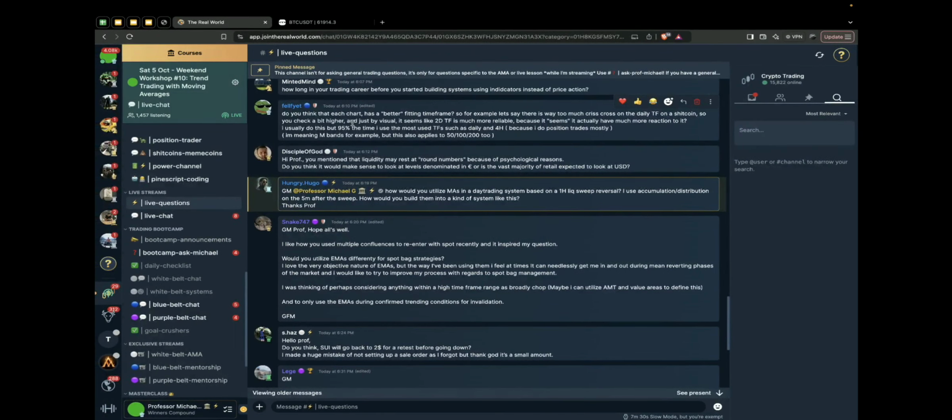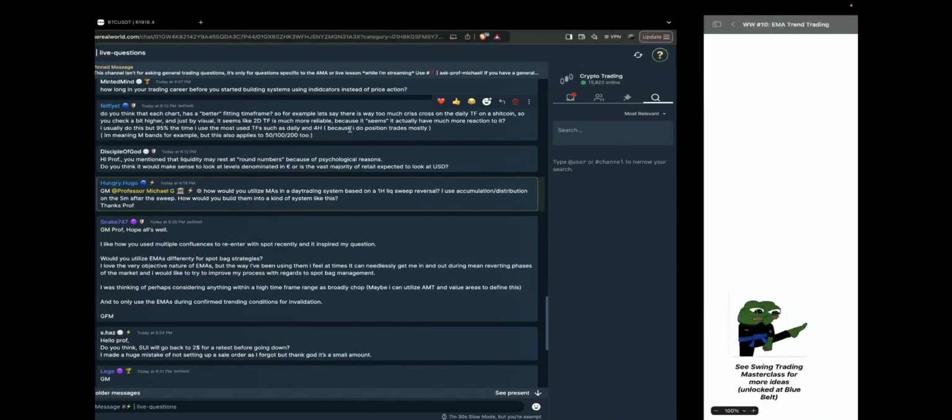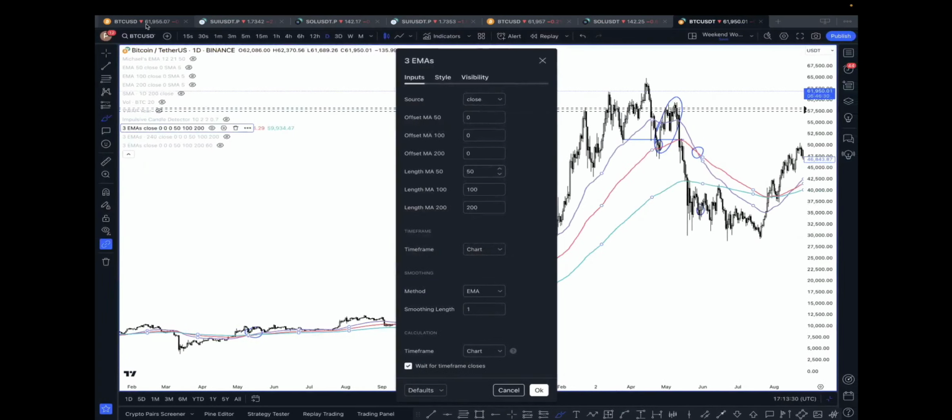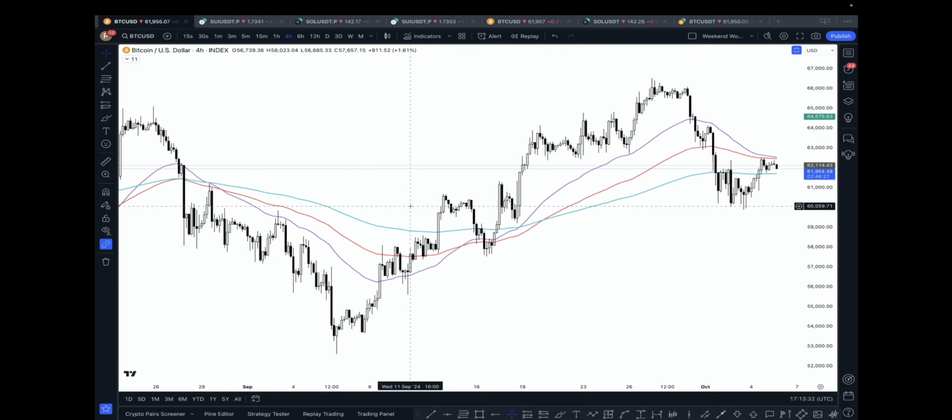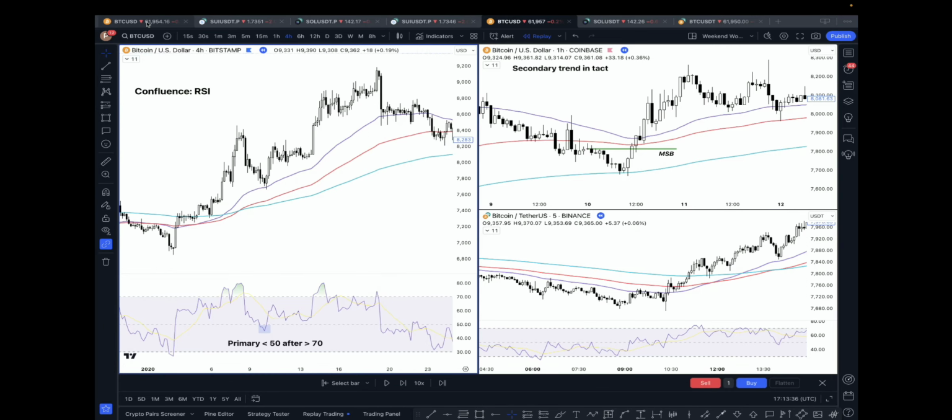It also, within each individual asset, it changes too. So one of the examples I showed of Bitcoin here, was it that one? Where was it?